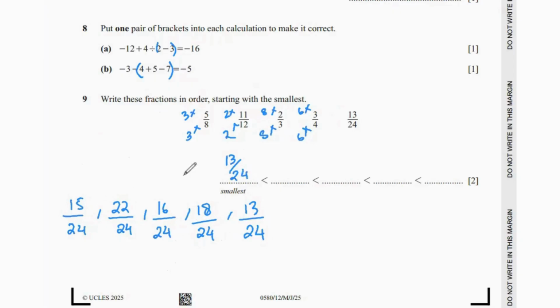Then we have 15 over 24. So you will write 5 over 8. Always write the original fraction, not the changed one, in the answer. Then we have 16 over 24, which is 2 over 3. Then 18 over 24, which is 3 over 4. And lastly, 22 over 24, which is 11 over 12. So that's your answer.